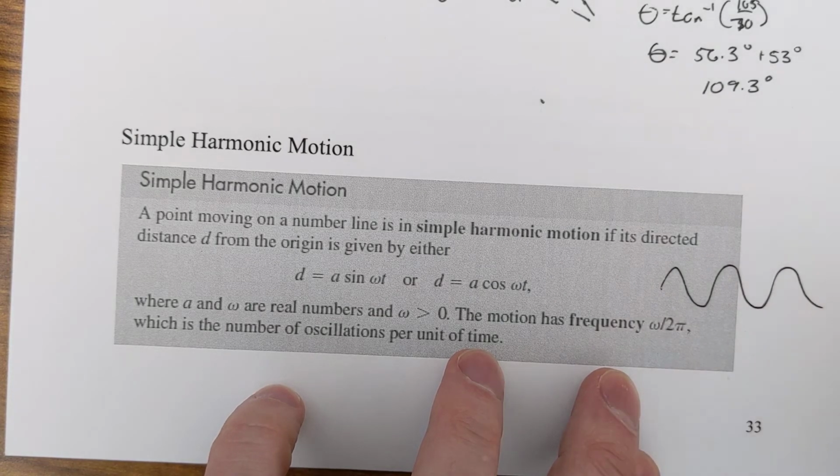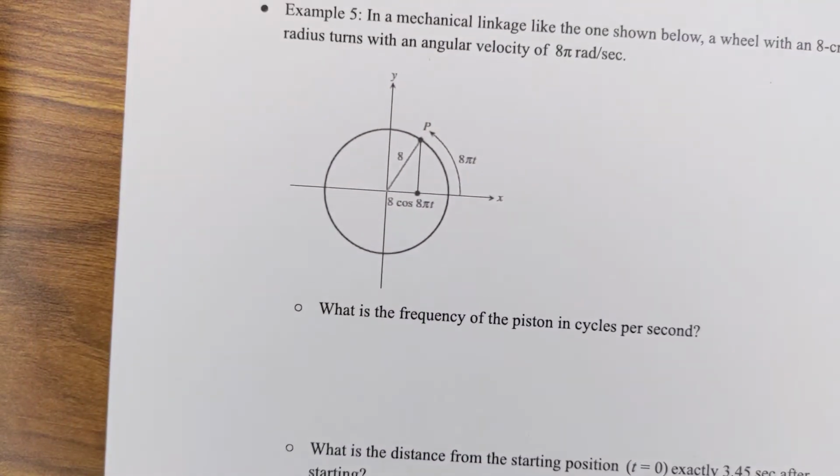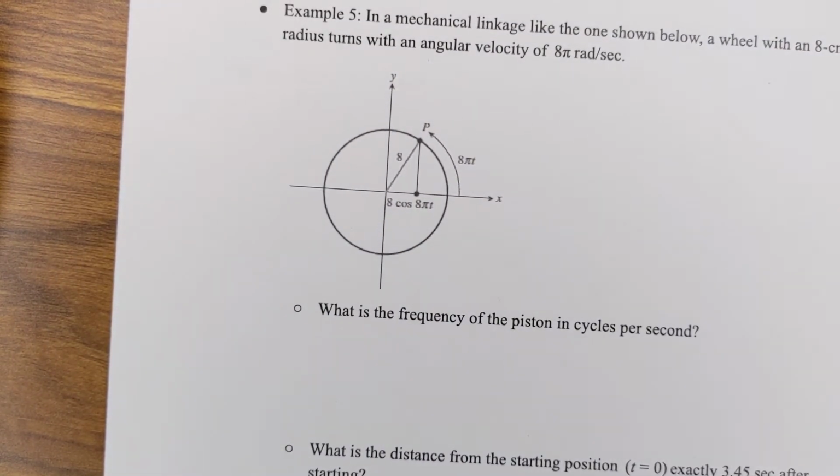It's like when you're swinging, you are undergoing simple harmonic motion. You go back and forth and back and forth. A weight on a spring bouncing up and down is simple harmonic motion, up and down and up and down. All right, so example 5.